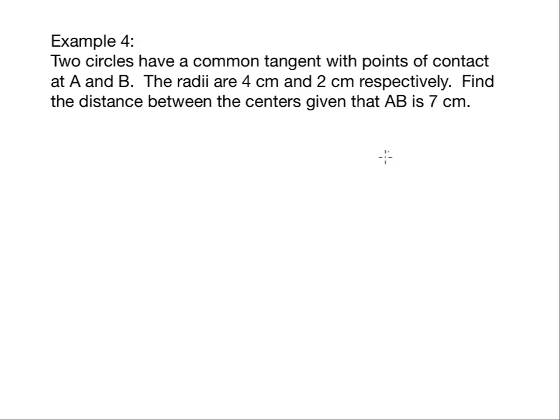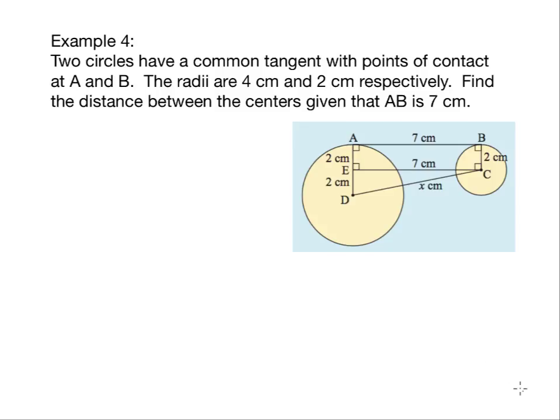Now we're going to look at a common tangency, and that's when you have two circles in the problem. So example 4: two circles have a common tangency with points of contact at A and B. The radii are 4 centimeters and 2 centimeters respectively. Find the distance between the centers given that AB is 7 centimeters long. So as always, let's start by drawing a picture.